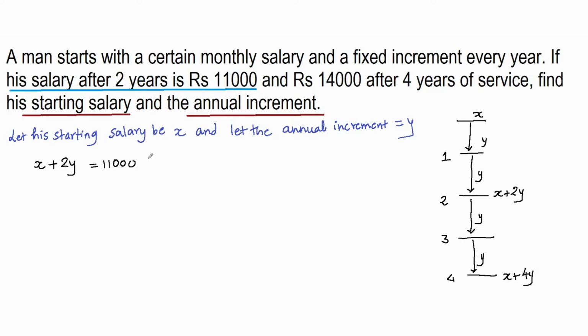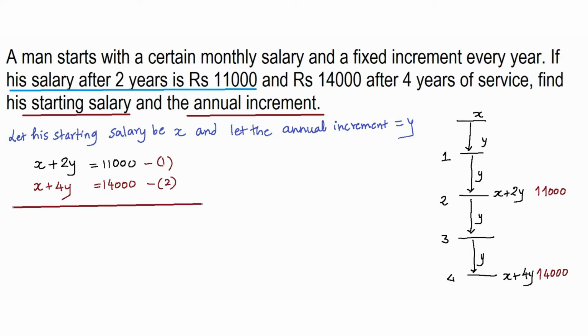So the first equation is X plus 2Y equals 11,000, because it is mentioned that after 2 years his salary is 11,000. And after 4 years his salary is 14,000. So the second equation that I can frame is X plus 4Y is equal to 14,000. So now that these two equations have been constructed, this is the first equation and this is the second equation. Now I can easily eliminate X.